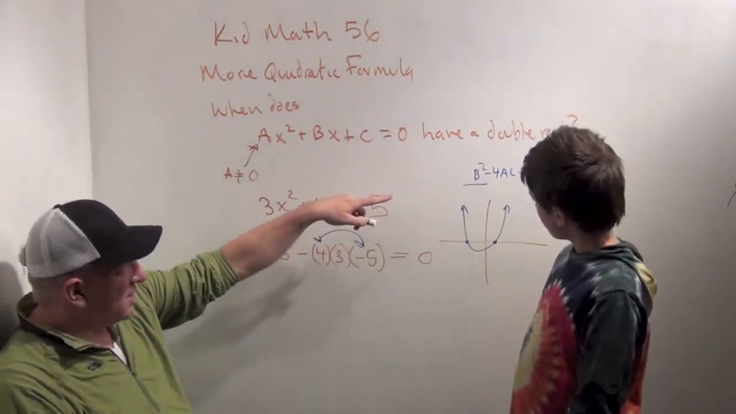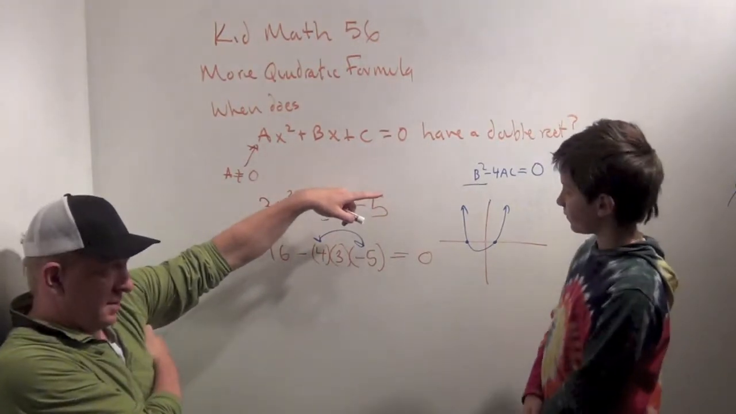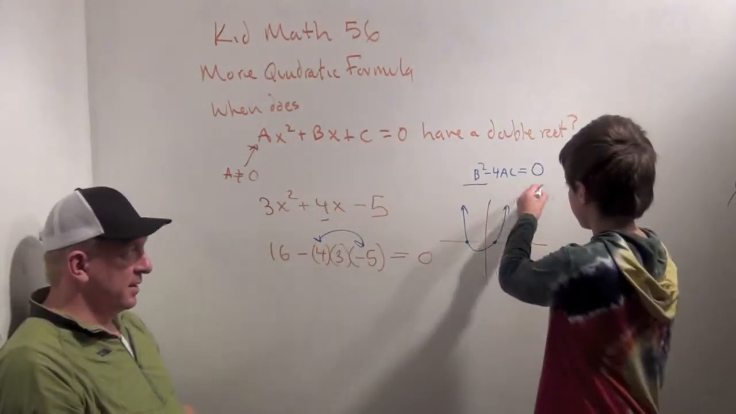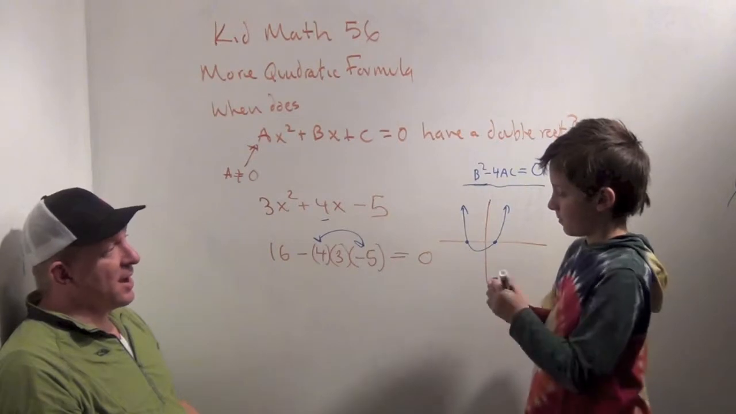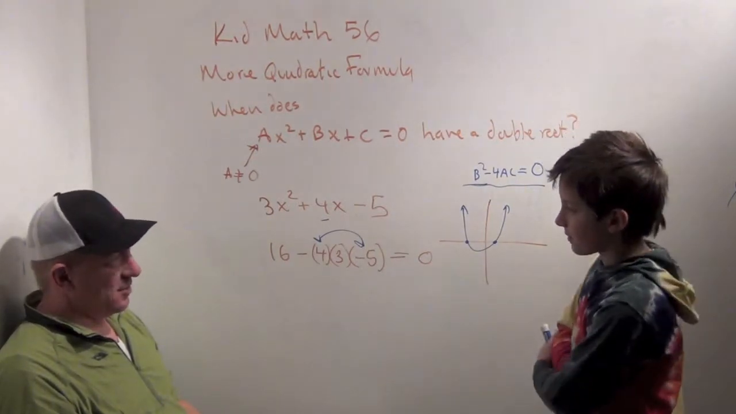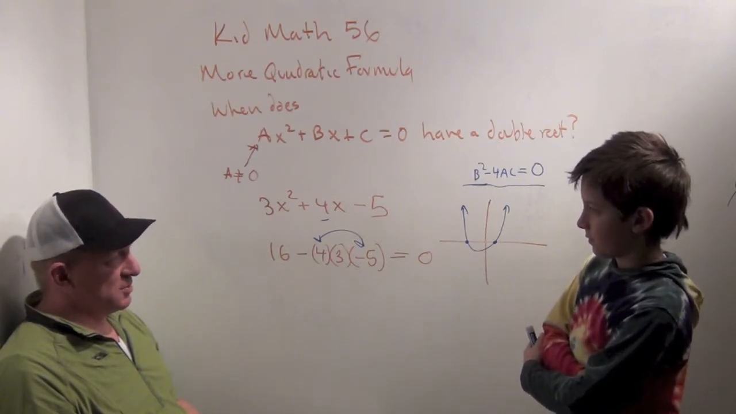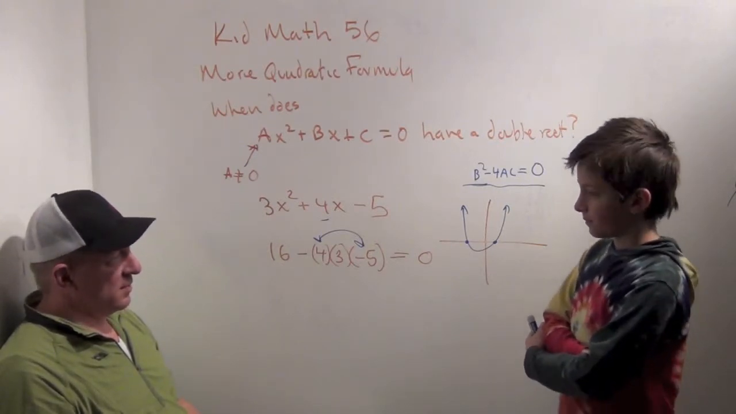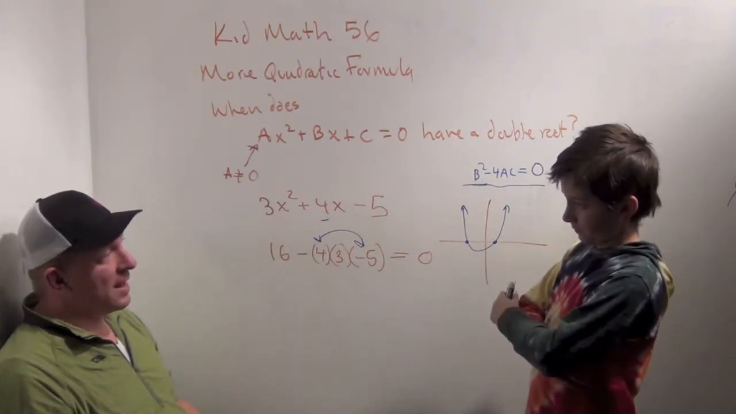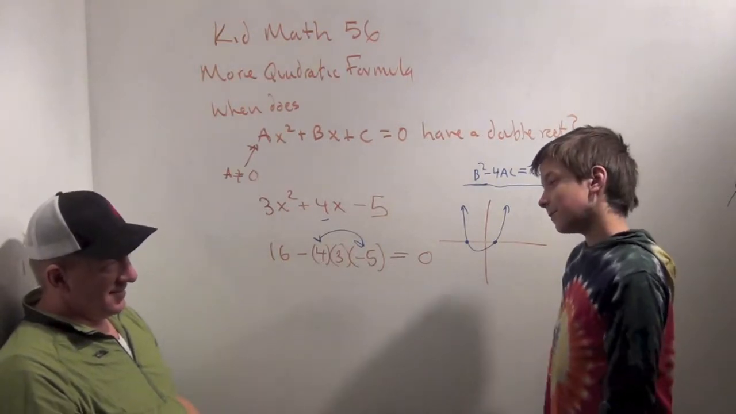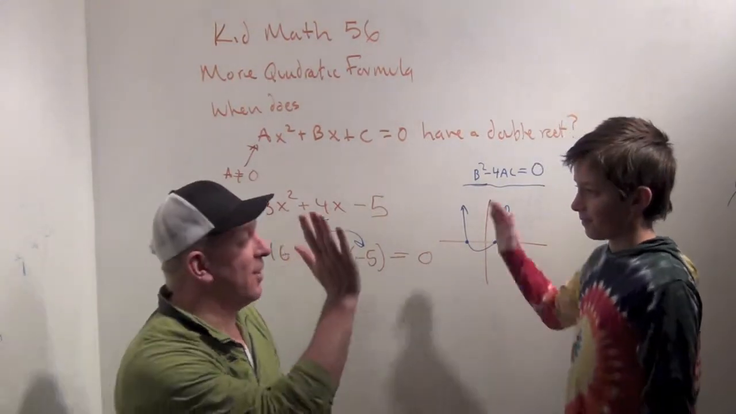b squared minus 4ac is called the discriminant. And that will come into play much later on, even past calculus, when we're studying abstract algebra and something called Galois theory, named after a French mathematician named Galois.